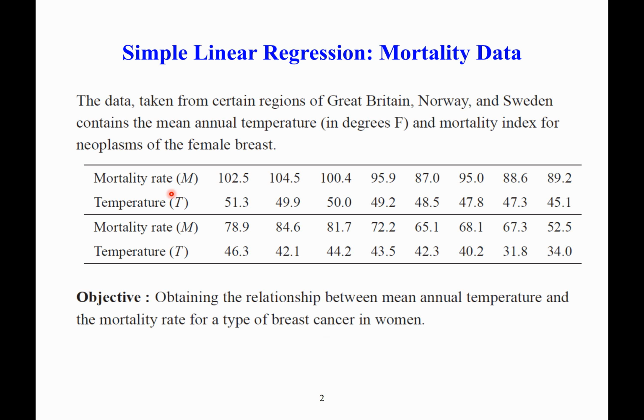So here we have the mortality rate. So this is our response variable, and the annual temperature is the predictor. So we want to obtain the relationship between annual temperature and the mortality rate for this type of breast cancer. So how many observations do we have? We have 1, 2, 3, 4, 5, 6, 7, 8. So 8, and we have the second batch. So it's about 16. So this data set is 16 by 2.